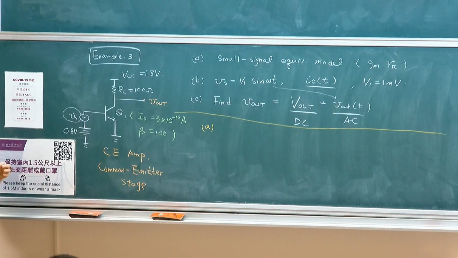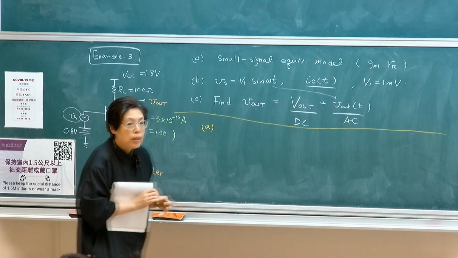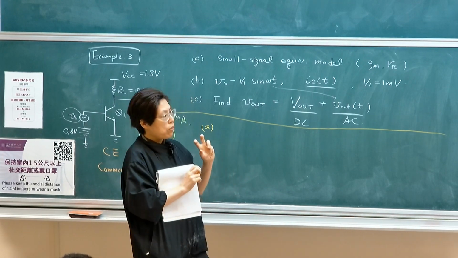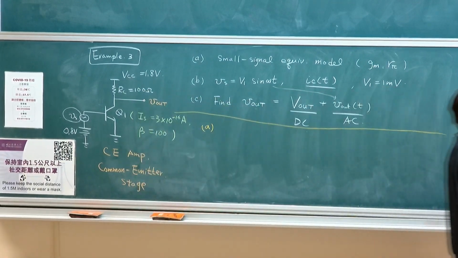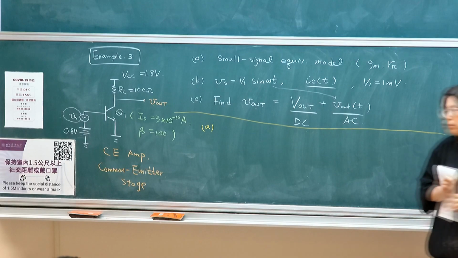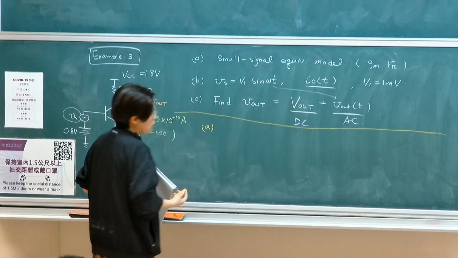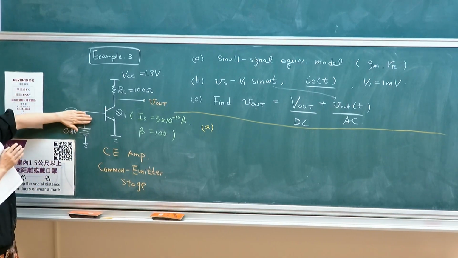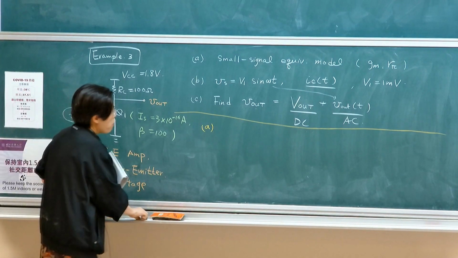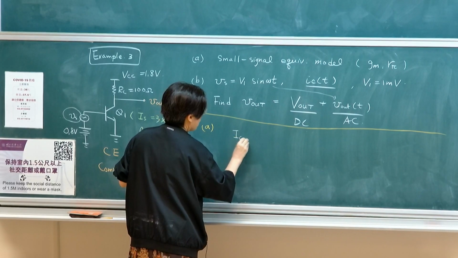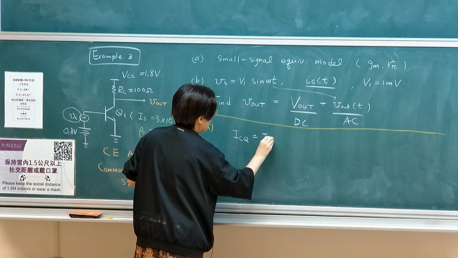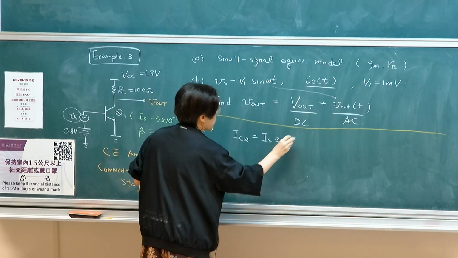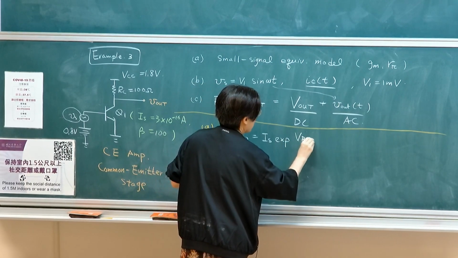And to build our small signal equivalent model, what do we need? Well, we need ICQ, right? You start with ICQ. So how do you start with ICQ? Exponential model, right? The exponential model already tells us that. So when you're doing this DC analysis, you can simply skip this. Therefore, ICQ stands for IS exponential VBE over VT.